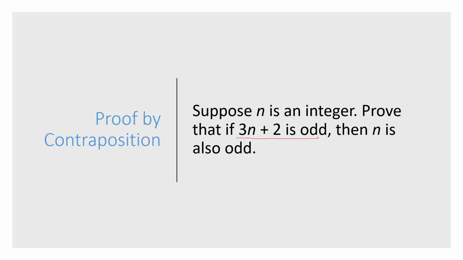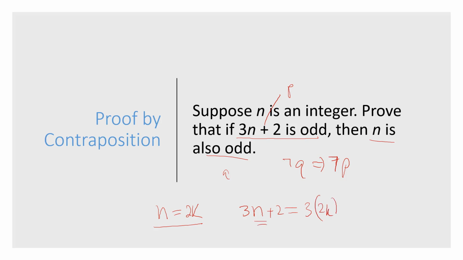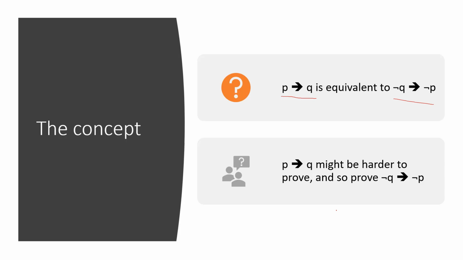So let's assume that this is P and this is Q, and I want to show that P implies Q. But instead of that, I'm going to try to show that not Q implies not P. Not Q means n is even. So suppose n is even, then n can be written as 2 times k. So I look at 3n plus 2, which is 3 times, now n can be replaced by 2k, plus 2. Oops, let me go back here.